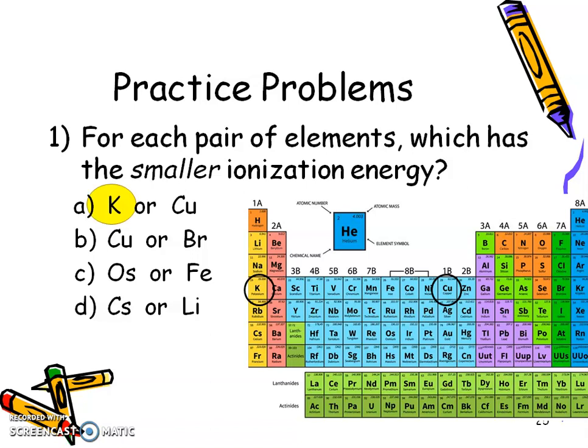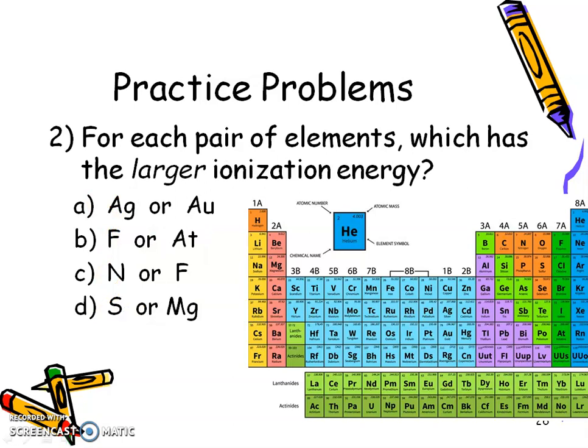All right, letter B, find copper and bromine. I found them here. Copper and bromine again are in the same period, and as we go across it gets larger. So again, copper is going to have the smaller ionization energy. All right, do letter C and D. For C, you should have found those two elements there in the same group. So osmium is going to be your smaller ionization energy, and cesium and lithium are also in the same group. So cesium is going to have the smaller ionization energy.